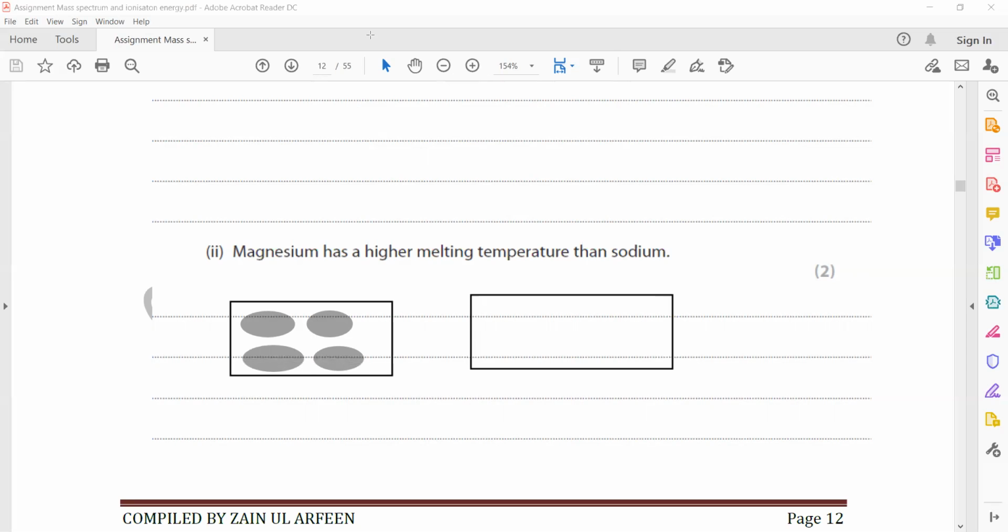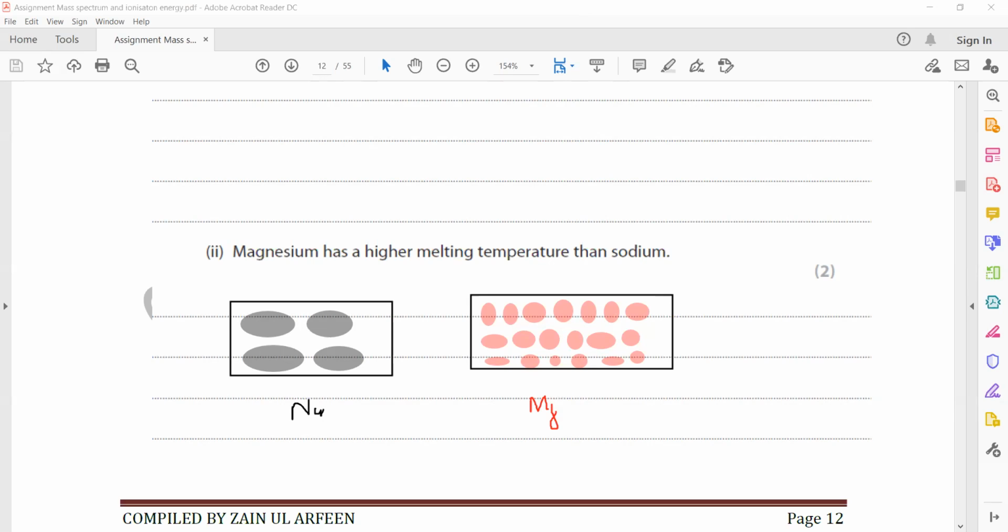But the sodium lattice will have a large ion, whereas in magnesium the size of the positive ion will be smaller. So they will have greater attraction or binding. And for charge, because magnesium is group 2, the magnesium lattice positive ion will have a +2 charge, whereas the sodium lattice positive ion will have a +1 charge.